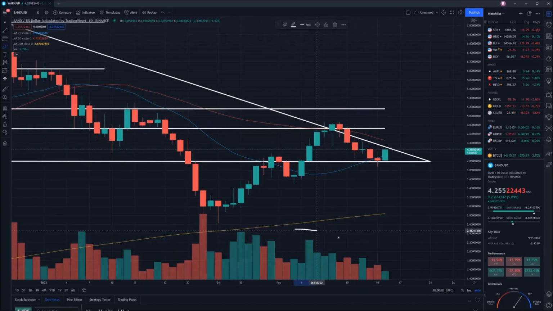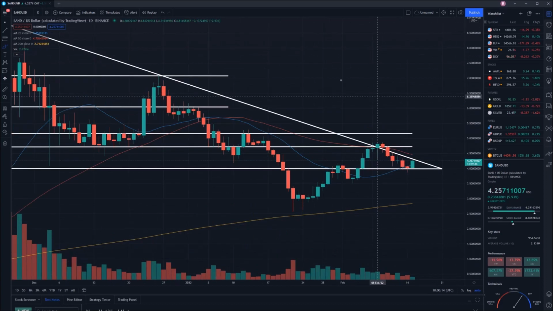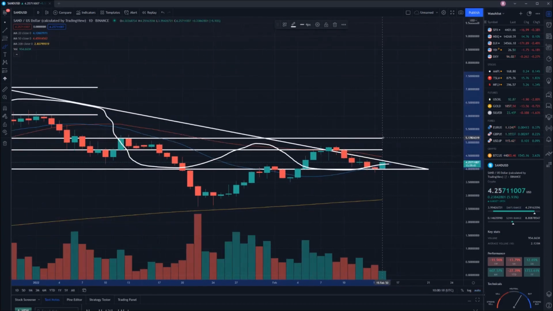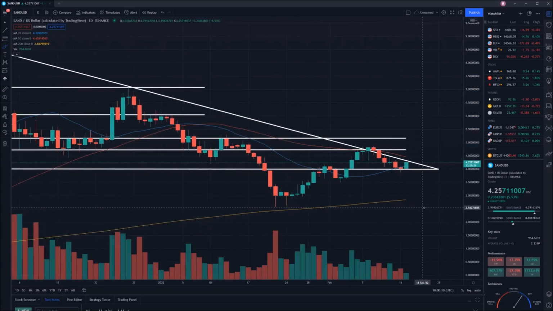Volume-wise, you can see it's been decreasing as the selling has occurred, so that's pretty good. It means people aren't really dumping, and instead they're waiting for the right moment to try and buy. There is quite a clear trading pattern happening here within this triangle formation that we are seeing. So all in all, not looking too shabby at all.